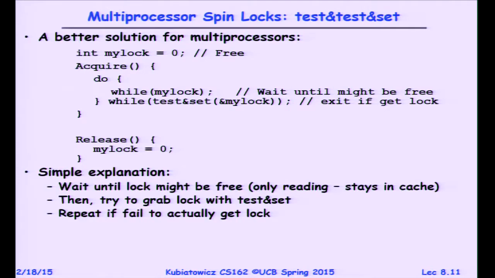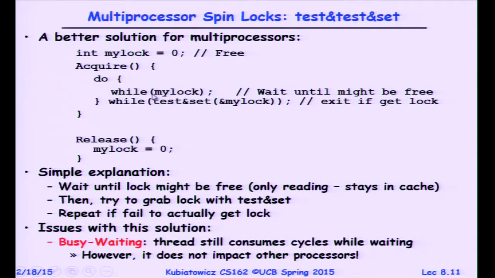Okay, and only when the write comes through to release, then you cause all of those caches to be invalidated. Some number of them notice that this is a 0. They go and try to do a test and set. One of them gets it and exits. The rest of them go back to spinning on their caches. Okay. The issue with this, of course, is it's still busy waiting. So you have to be in a scenario where busy waiting is still okay. Okay. Questions?